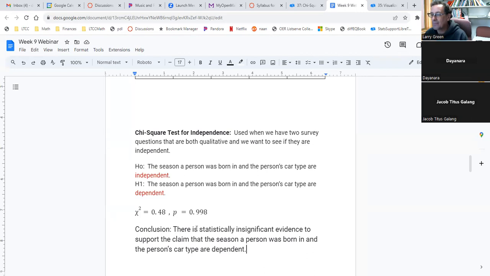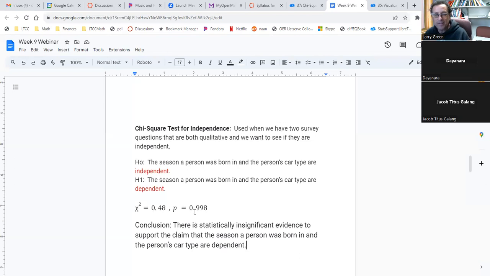What do you think? Will that ever be the conclusion, that we can say they're independent? Yeah, the answer is no. The answer is no, because hopefully you know by now you never accept the null hypothesis. But you can say that it's statistically insignificant to say they're dependent, but you can't say they're independent by just data. Any questions on that? Okay, shall we continue on?